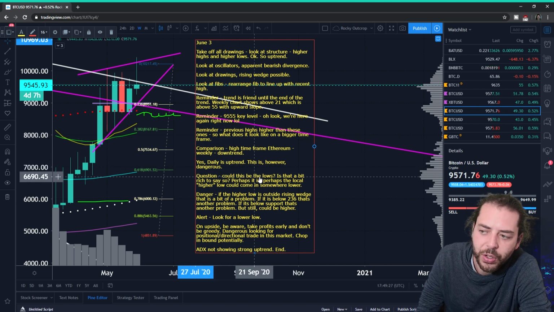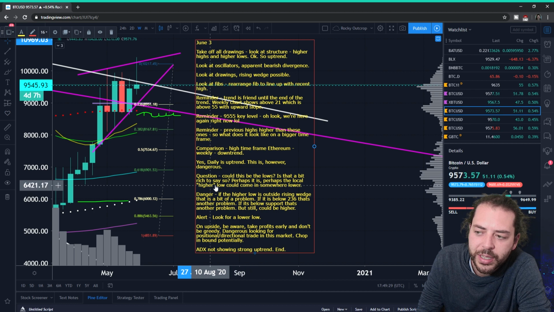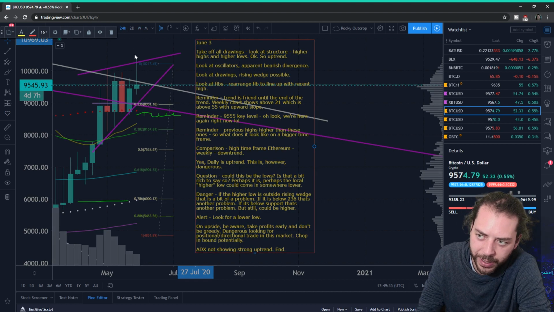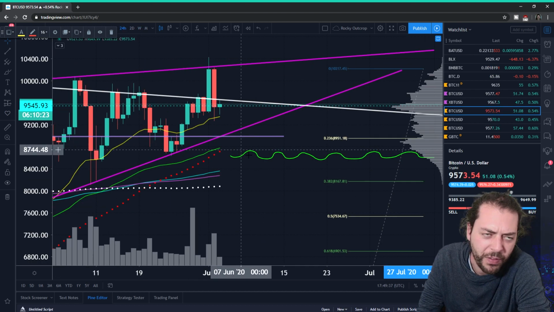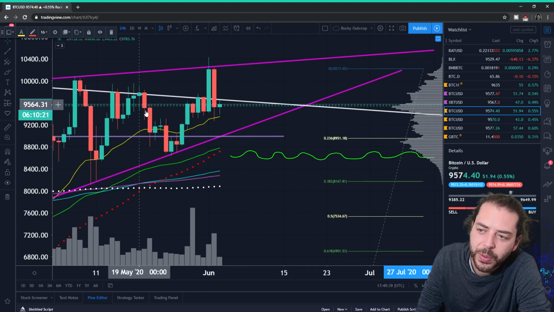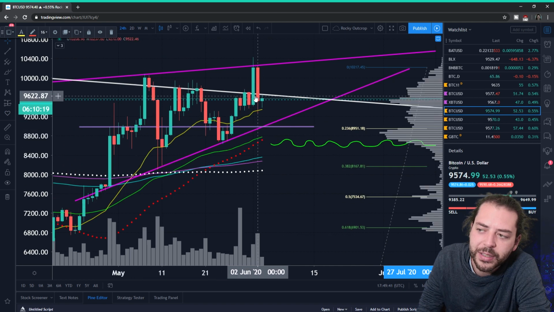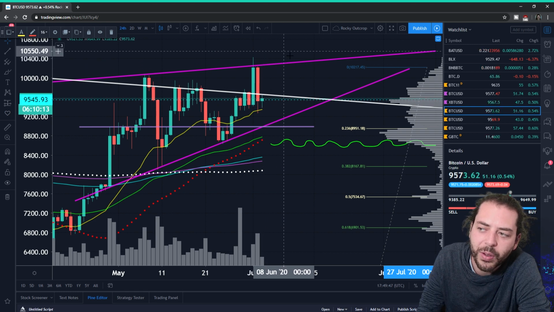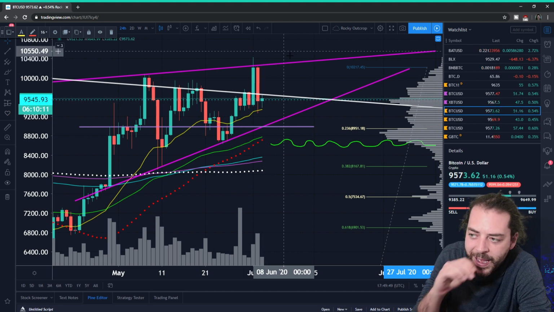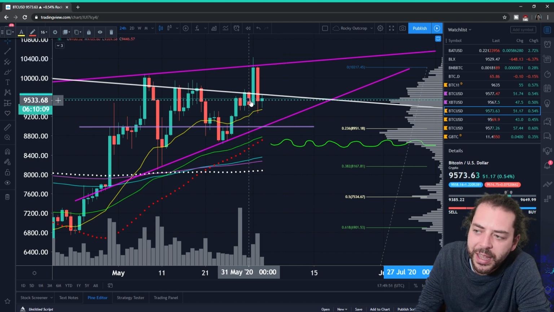Question. Could this be the lows, or is that a bit rich to say so? Perhaps it is. Perhaps the local higher low could come in somewhere lower. So going back to the 24-hour time frame, obviously, we've touched on this already as we were looking and saying, is this really the low here? Is this a low? Have we come up and put in a local high? And then could you say we've got a local low now and we can go up and put in yet another local high? Is that a bit much to say in this area right here?